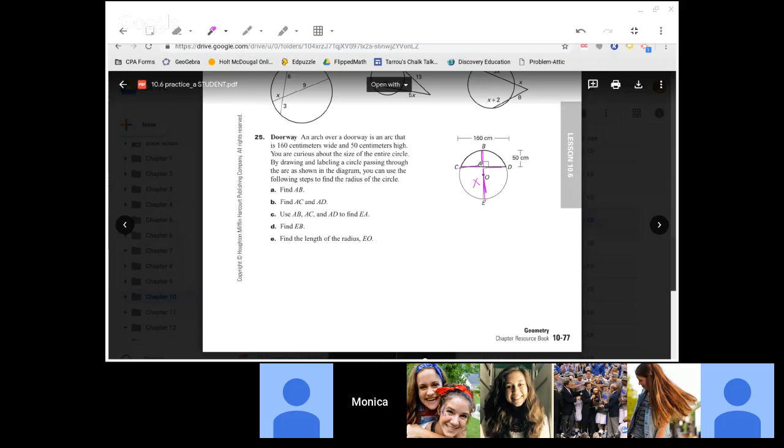So then for part D, Campbell, you're supposed to find EB. You can find EB once you find EA because you already know AB. And then to find the length of the radius, EO, you know the whole length of that diameter. So can you figure out the radius from that? So there you go.